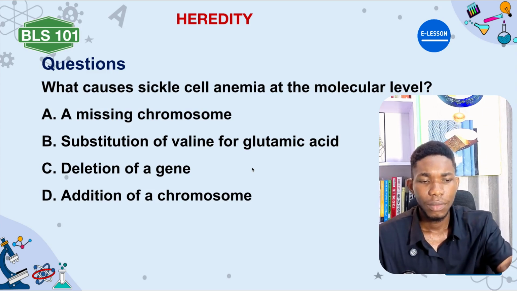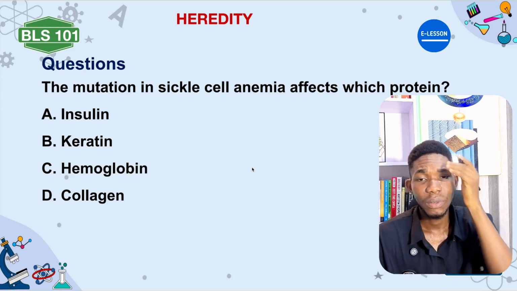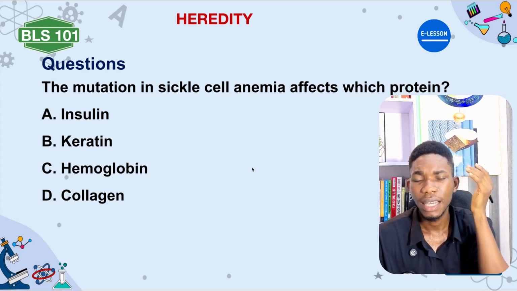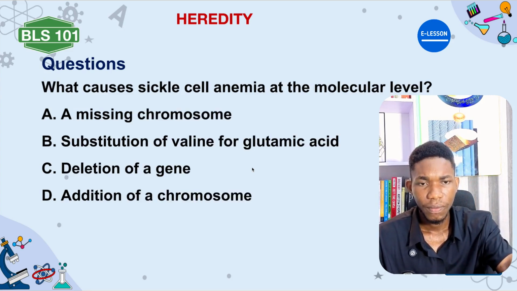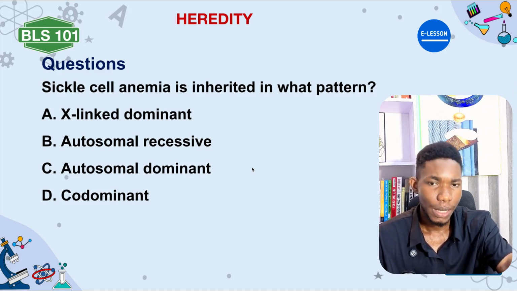All right. Now, the mutation in sickle cell anemia affects which protein? What protein did we say is affected in sickle cell anemia? Is it insulin, keratin, hemoglobin, or collagen? Take note of it. Sickle cell anemia is inherited in what pattern? A, X-linked dominant. B, autosomal recessive. C, autosomal dominant. And D, codominant.